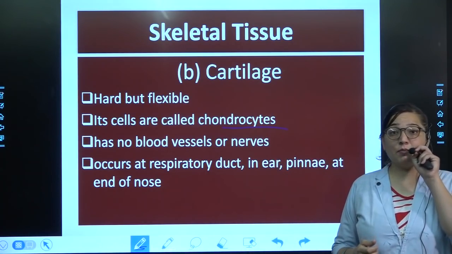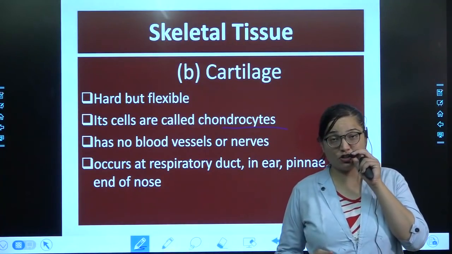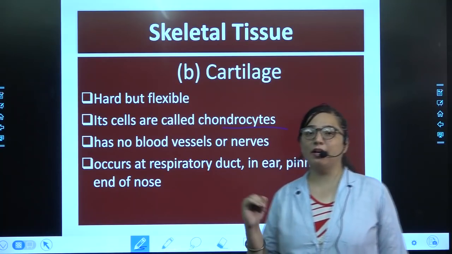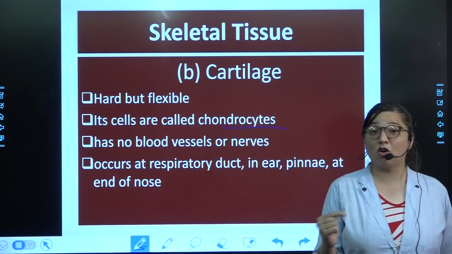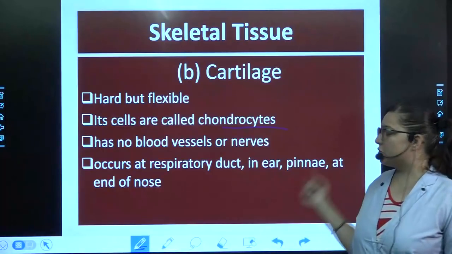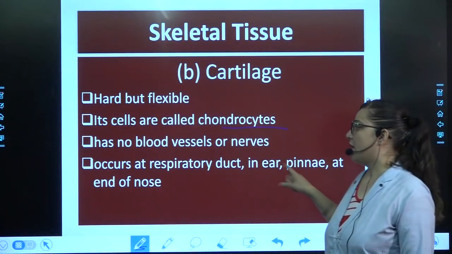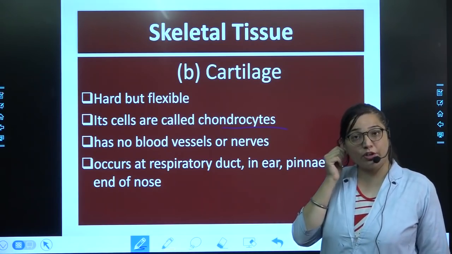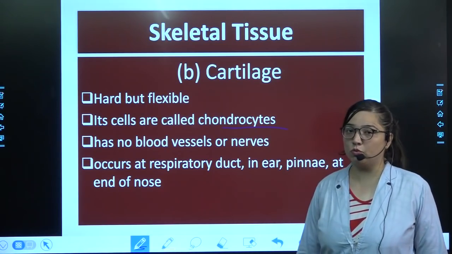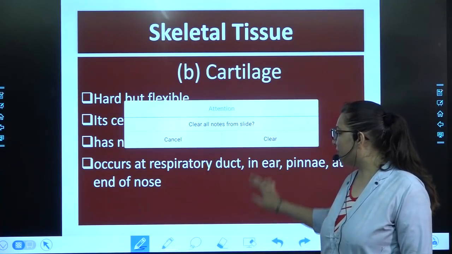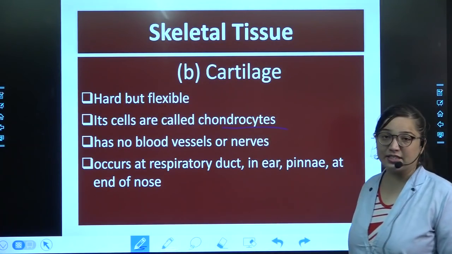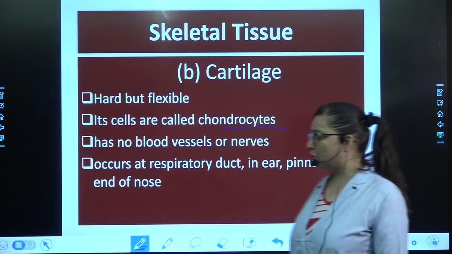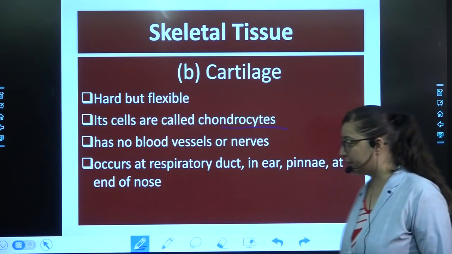Once again, some important points regarding the cartilage. Hard but flexible. What are its cells called? Chondrocytes. Bone cells are called osteocytes. It has no blood vessels or nerves. Where does it occur? At the respiratory duct, in the ear, pinnae, over here, and at the end of the nose. Note down, after that we will see the difference between the two types of skeletal tissue, that is bone and cartilage. Quick.